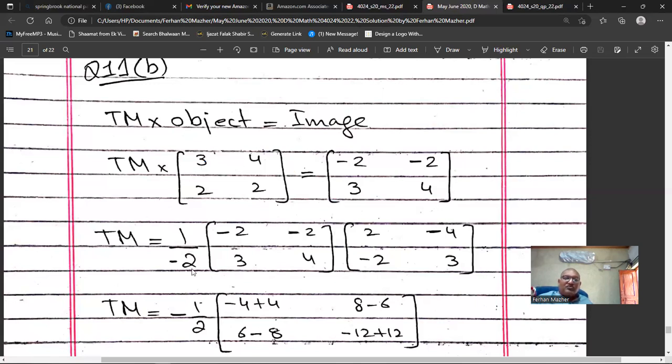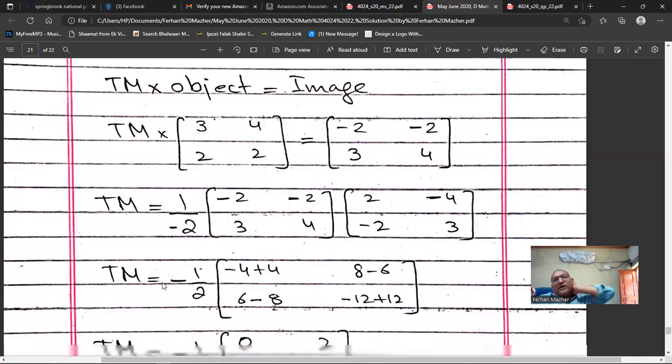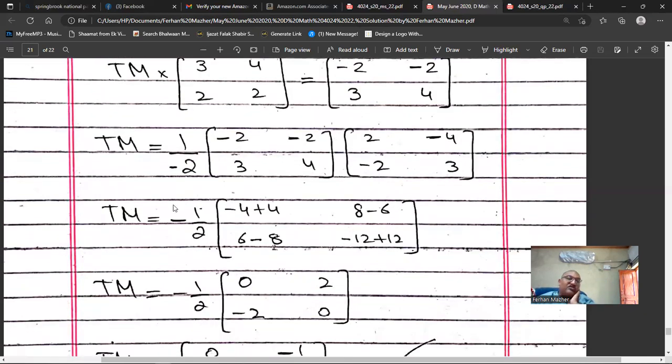1 by A determinant and this matrix. And the adjoint of this, I will change the position of these two, and I will change the sign of these two. So 2, 3, minus 4, minus 2. Then this is written as it is.